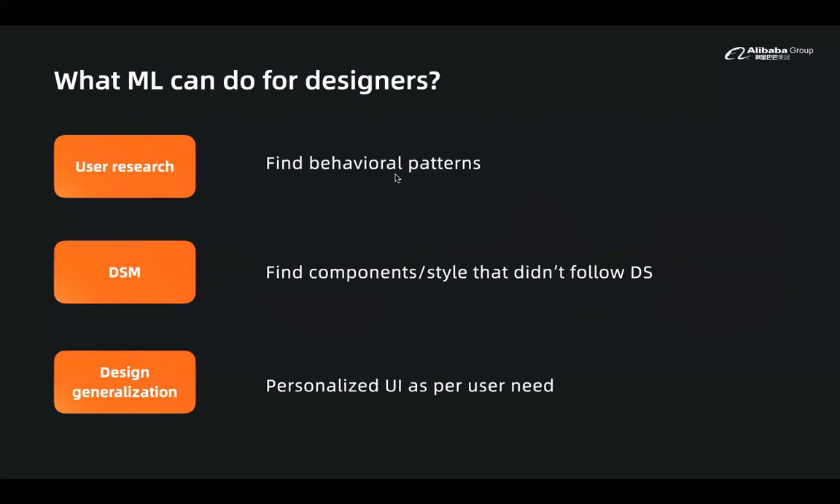And exactly what can machine learning do for designers? I think for now, many of us designers do a lot of guesswork based on the research results from a couple of users, or based on the knowledge from the business. We make certain assumptions. However, machine learning can definitely help us with user research. By analyzing the data, we know in which context the user normally does what, to find behavior patterns. And also with design system management. For example, the machine can automatically find components or styles that didn't follow the design system. Or design generation. Like in the SmartUI project I introduced, it can do personalized UI as per user need.